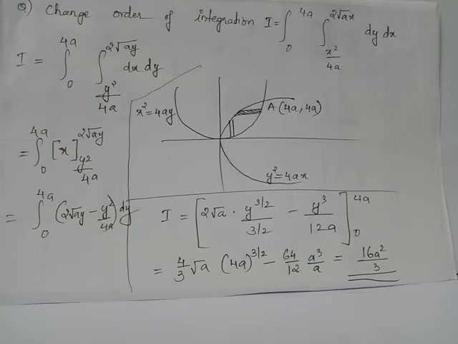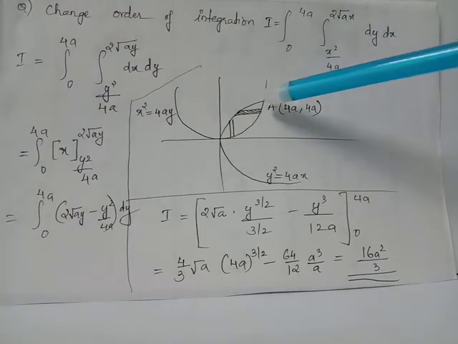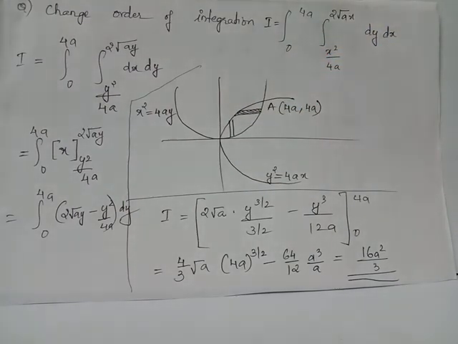Now we will have to allow this horizontal strip to slide across this region in order to trace the complete region over which we perform the integration. The horizontal strip must be allowed to slide from position 0, 0 to position 4a, 4a, so that the entire region will be traced. That is, this horizontal strip shrinks to the point 0, 0, then it enlarges and finally again shrinks back to the point 4a, 4a in order to cover the complete region over which we perform the integration.